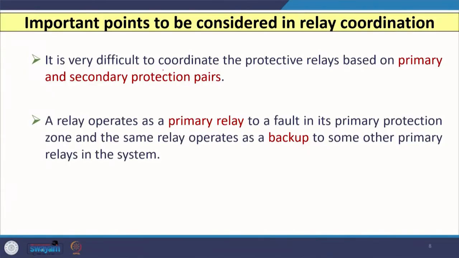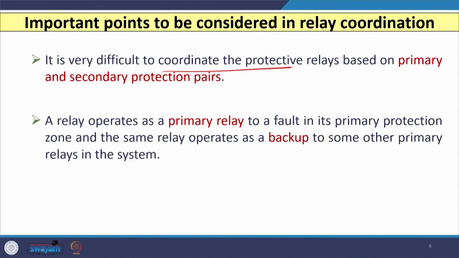Now, let us see what are the important points to be considered when we carry out relay coordination for a distribution network. The very important point is that our electrical network is an interconnected network, and multiple sources are available, a number of branches or distribution feeders are also available, and a number of relays are also available and they are also more. So, it is very difficult to coordinate the protective relays based on primary and secondary protection pairs.